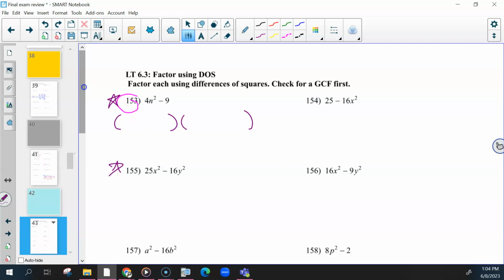So then what times what will give us 4? 2 times 2. And what times what will give us n squared? N. So that would be first in your two factors. And then what times what will give us 9? 3 and 3. And then put a plus in one factor and a minus in the other. And then that's it.